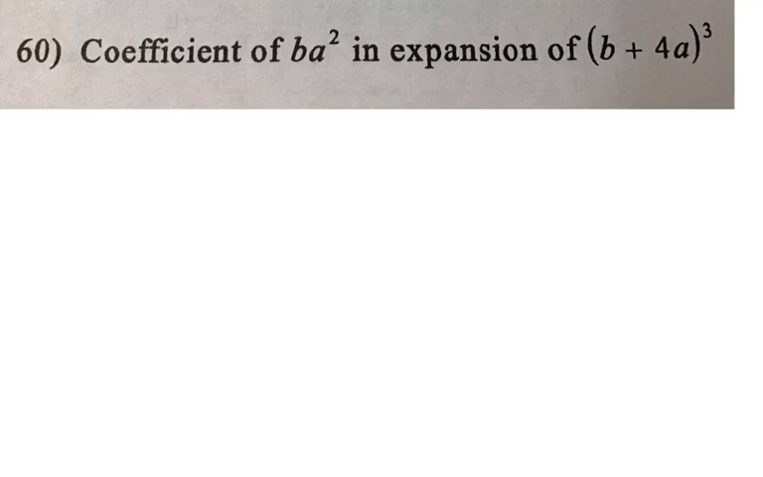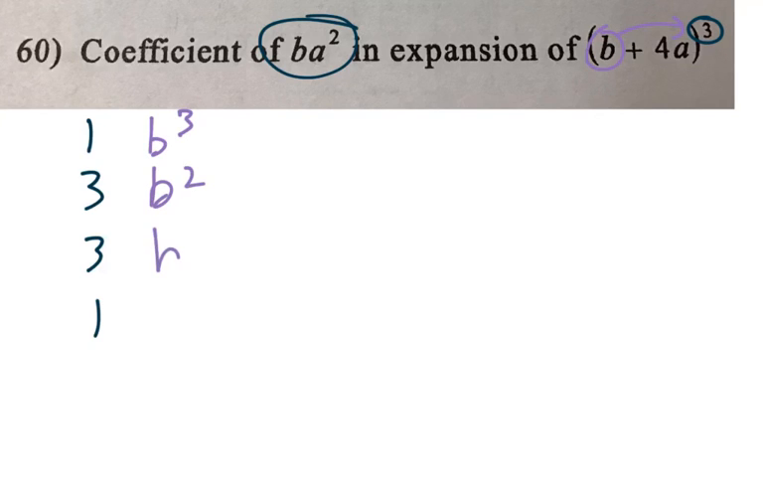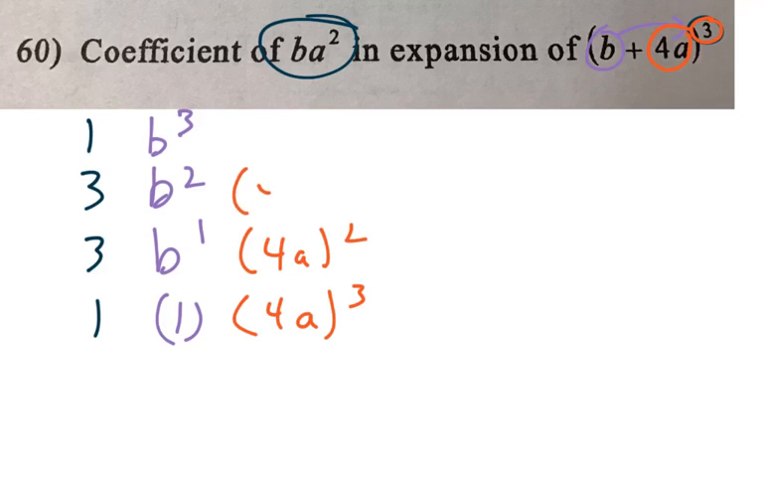All right. On 60, notice it was a 3 again. Well, 1, 3, 3, 1, right? We're looking for BA squared, which we will get to after the setup. So here we go. I know B goes to the 3 power, so it's going to go B cubed, B2, B1, B0, of course, is simply 1. I know the 4a will also be cubed, but going backwards, 4a to the 3, 4a squared, 4a1, 4a0, of course, is simply 1.